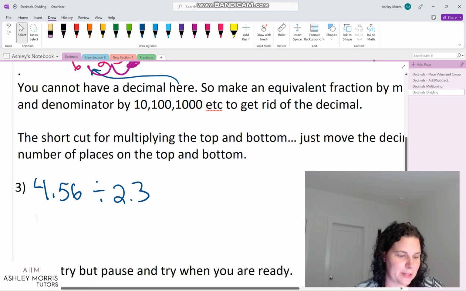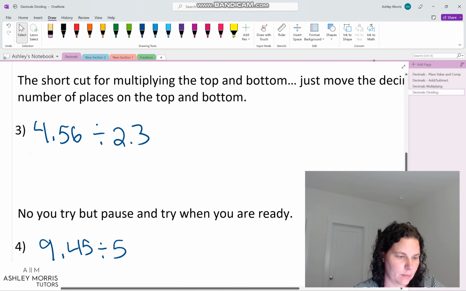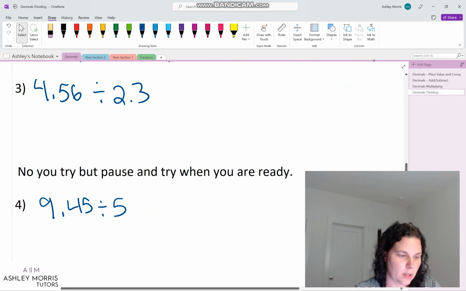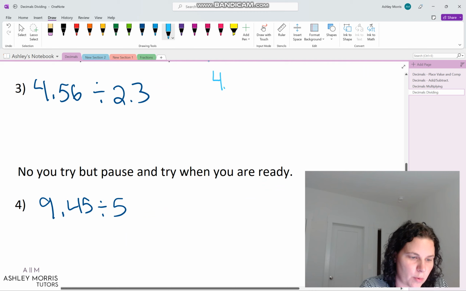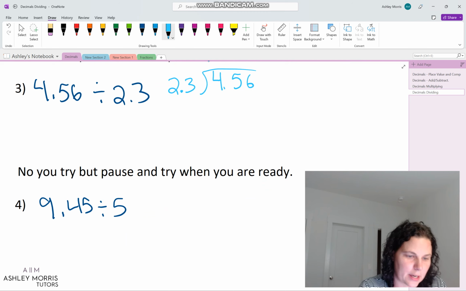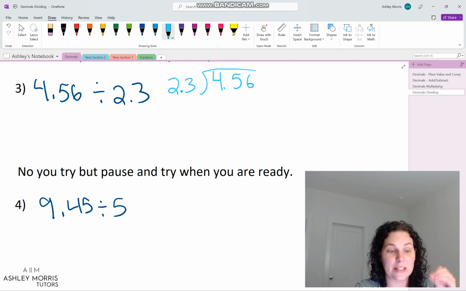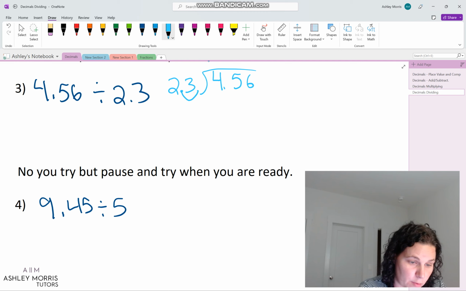So I wrote these a little bit different, just to give us something different to do. So I'm going to put the 4.56 on the inside and the 2.3 on the outside. The outside cannot have a decimal. So we are going to move it one place to the right. So I move this one place to the right. I'm going to move that one place to the right.